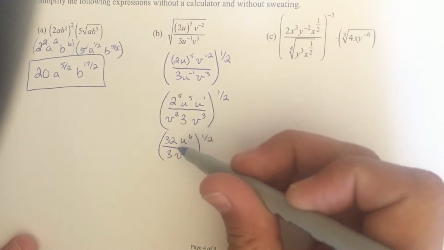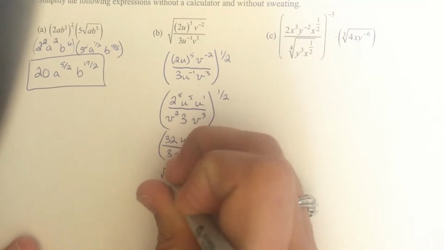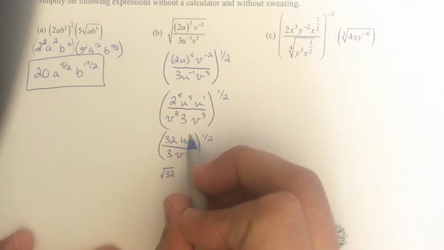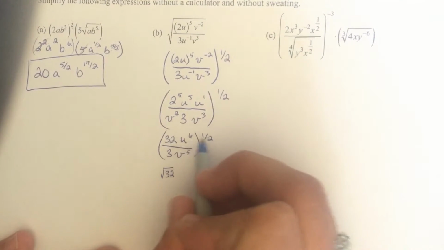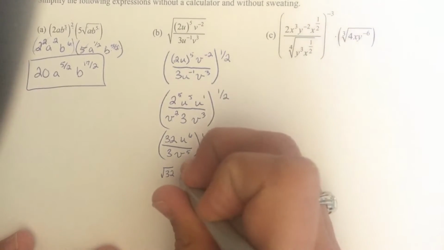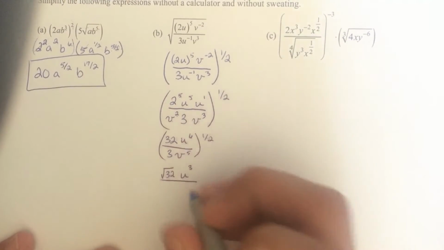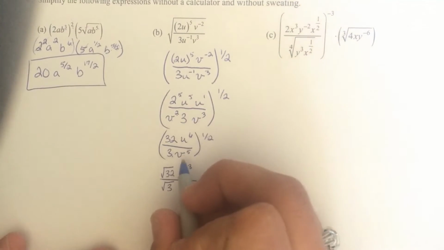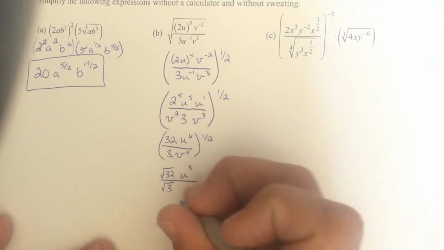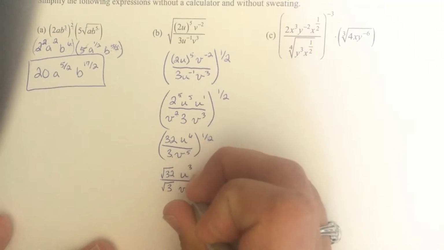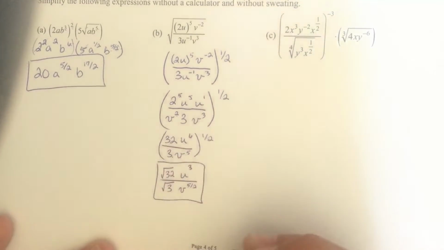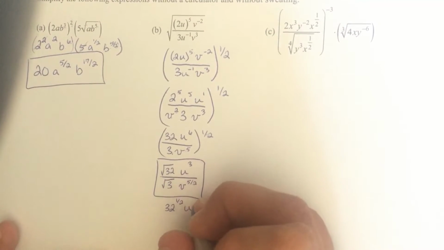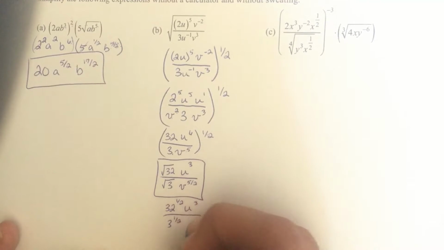So I'm going to go ahead and apply this exponent of the 1/2. So this is going to be the square root of 32, or you could leave it as 32 to the 1/2. And then u to the 6 to the 1/2. Remember, you multiply the exponents. 6 times 1/2 is 3. So this is u to the 3rd. 3 to the 1/2 is the square root of 3. And v to the 5th to the 1/2 is v to the 5/2. So you can write it this way, or we could have left those square roots as fractions.